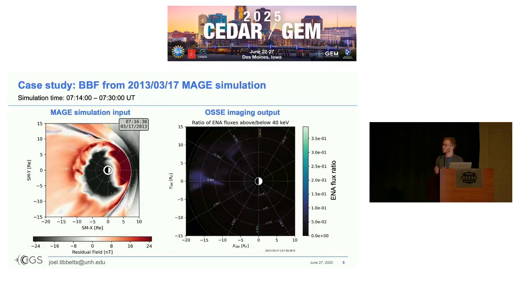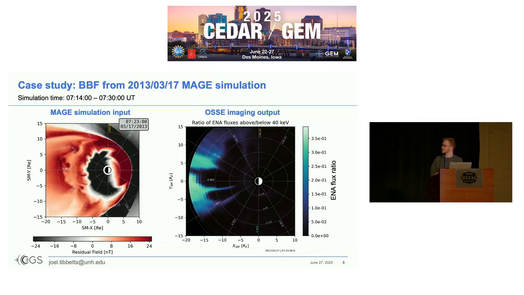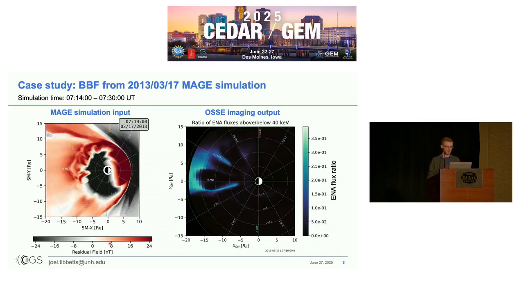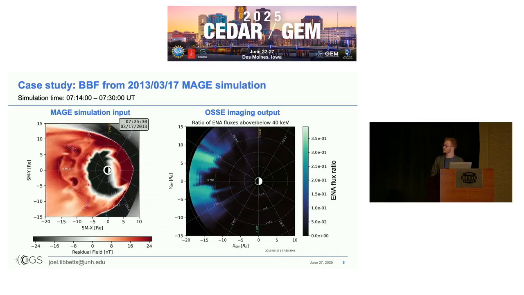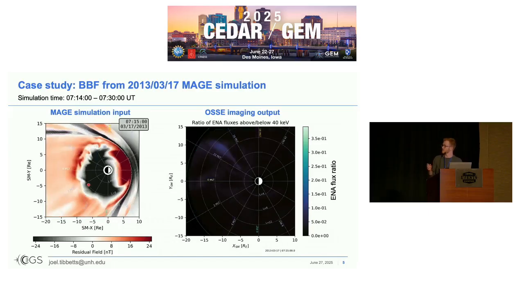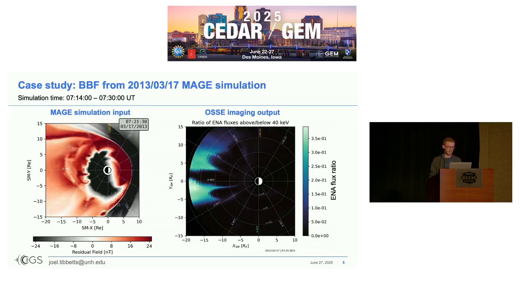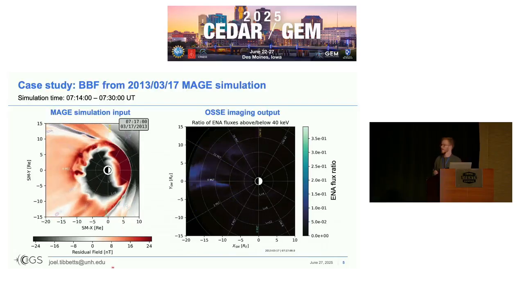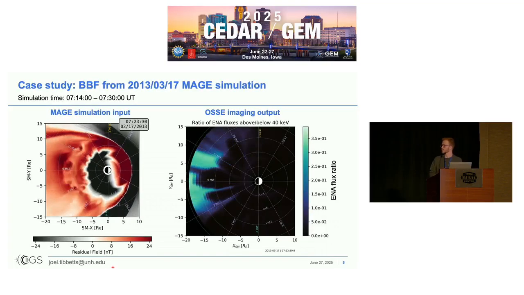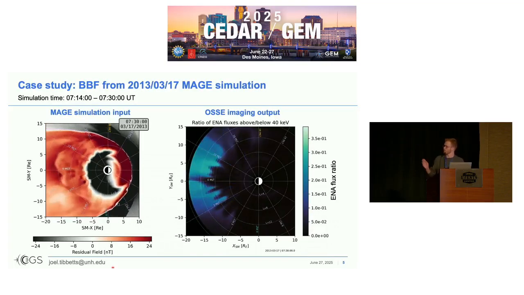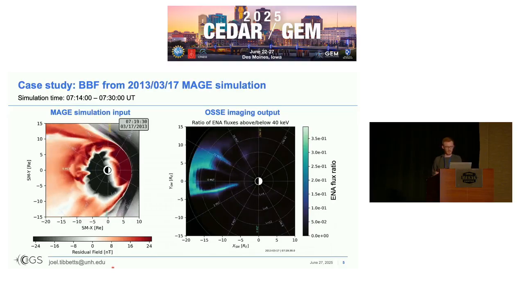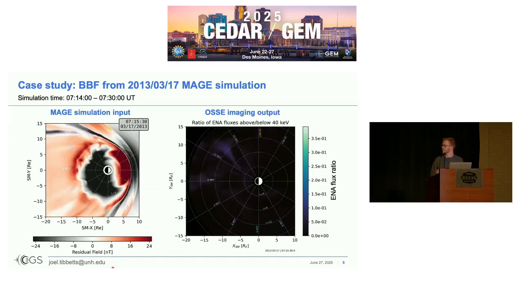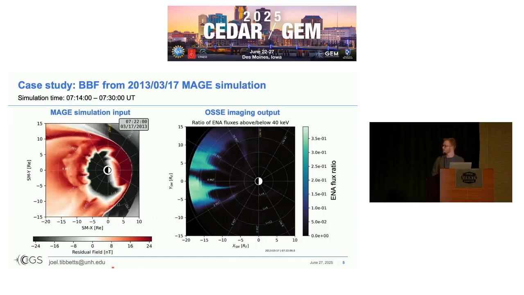So here's a quick test interval that I'm using. This is from a MAGE simulation of the St. Patrick's Day storm of 2013. Here you can see on the left-hand side a slice from the equatorial plane showing the residual magnetic field. This shows a structure that makes its way in around midnight, lasts a few minutes, and then eventually dissolves and fades away as you get a broad, strong dipolarization happening in the magnetotail. The right-hand side shows that so-called flux ratio quantity that I mentioned, which is highlighting where there are regions of this acceleration and enhancement of higher energy populations.